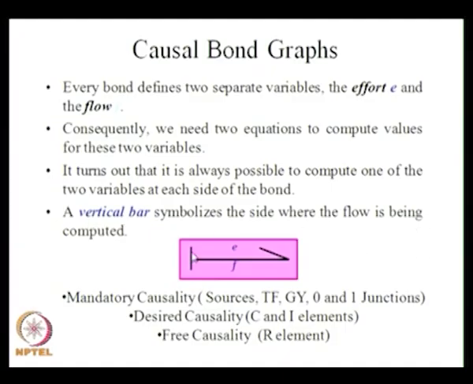So here you can see that a vertical bar is shown to show the causality. Wherever this vertical bar is shown, it shows that the flow is calculated on that side and effort is coming on the other side. That is the representation for the vertical bar, or the causality of the bond. There are mandatory causalities for sources, TF, GY and 0 and 1 junctions, and there is a desired causality for C and I elements and free causality for the R element. I will explain shortly how we give this causality.